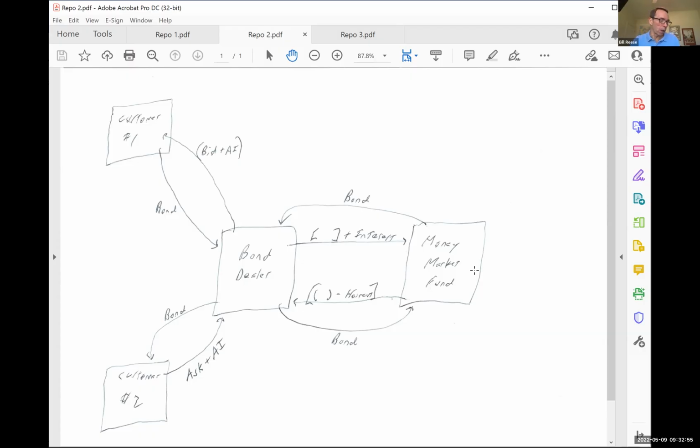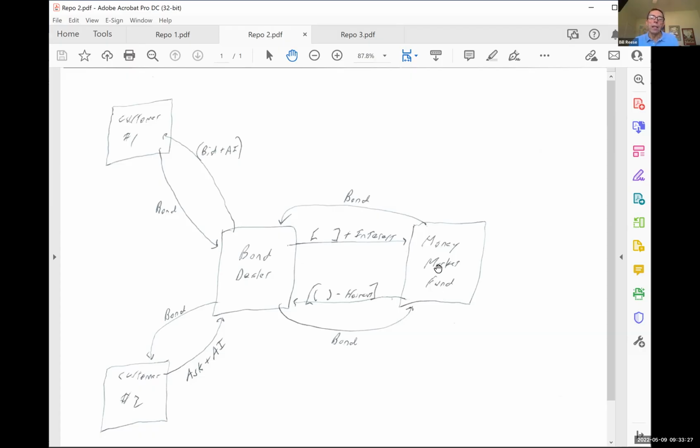And in our example we're going to look at right now, let's just say it's the very next day. So the bond dealer sends the bond over to the money market fund, sells the bond to the money market fund. Now, the money market fund, from their standpoint, they're not really looking at this as they're buying the bond. Okay, technically they are, but they're not looking at it that way. They are looking at it as that they are giving the bond dealer a loan, and they are holding the bond as collateral on that loan.